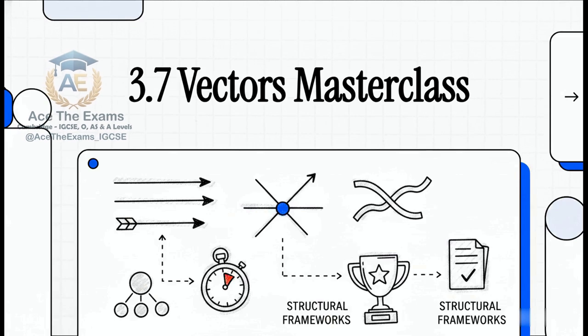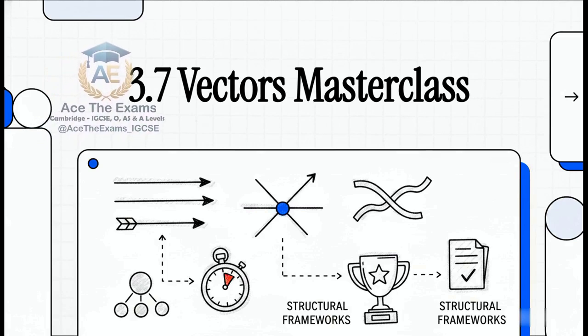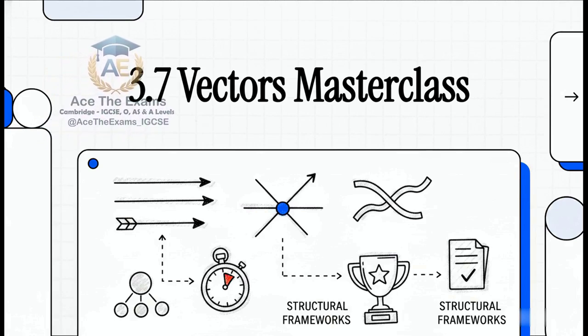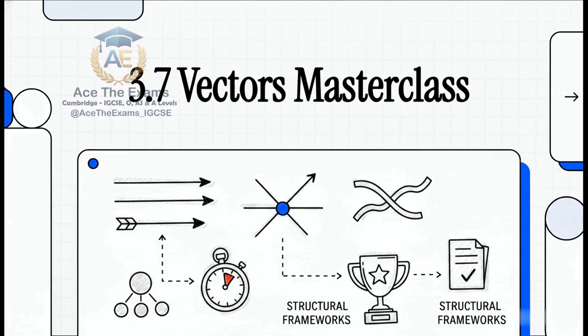We are going to completely decode one of the most notoriously tricky sections of the entire Cambridge AS and A-level Mathematics 9709 syllabus. Yep, you guessed it. Section 3.7, Vectors. Specifically, we're heading into the absolute battleground of parallel, intersecting, and skew lines.